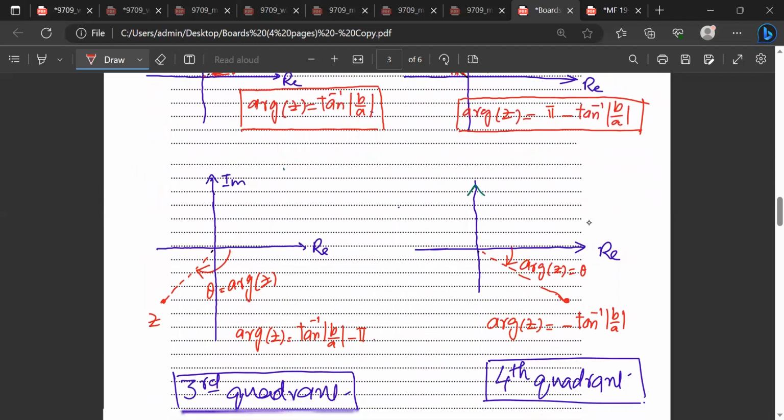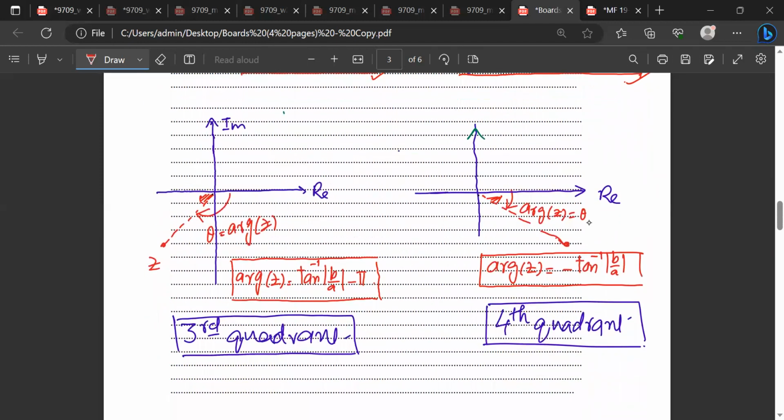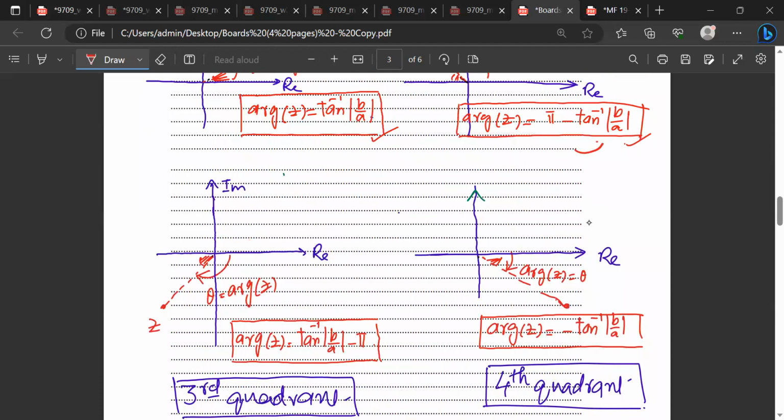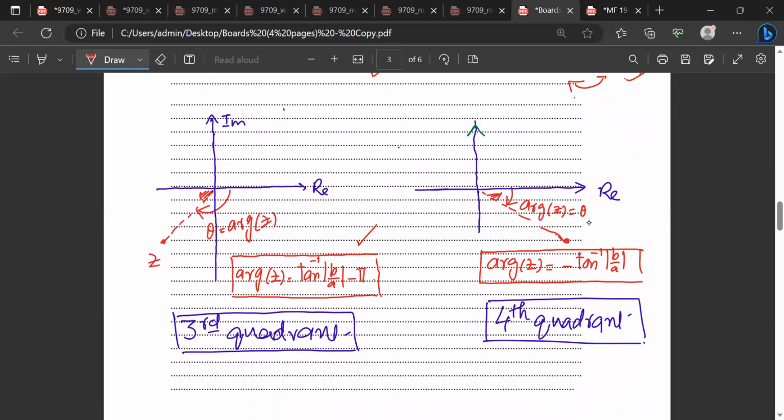If it is in the third quadrant, the argument theta can be obtained by using tan inverse of the modulus of b over a, minus pi. So this is clockwise, so the angle is negative. The last is the fourth quadrant. Simply keep these four rules in your mind. If the first quadrant, simply tan inverse of b over a. If the second quadrant, pi minus tan inverse of b over a. If the third quadrant, tan inverse of b over a minus pi. And if it is the fourth quadrant, minus tan inverse of b over a, because it is clockwise.